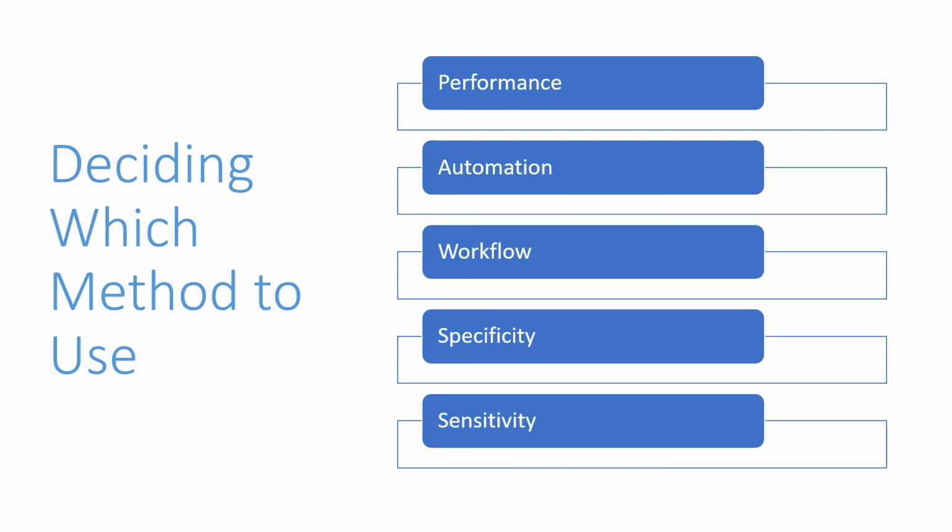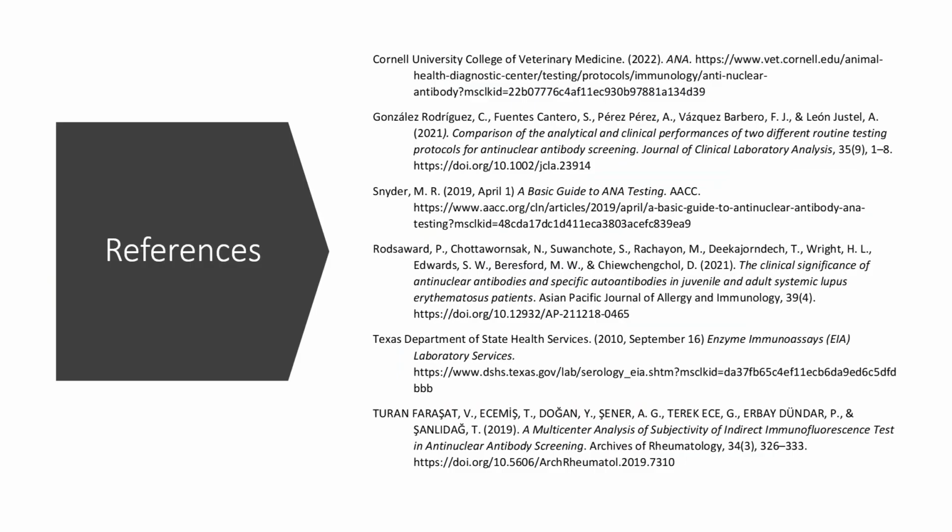MIAs have the advantage of being random access, which facilitates improved workflows. In contrast, EIAs are batched, which for labs with lower volumes of ANA orders could have a negative impact on workflow and turnaround times. These are my references.